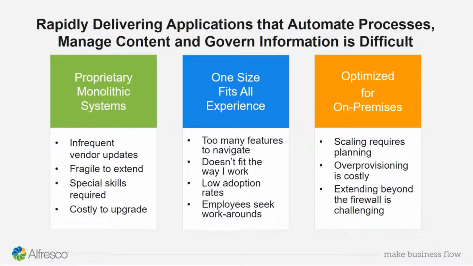So why is it so difficult? Why is it such a challenge to rapidly deliver applications that on one side automate processes, manage content, and govern information? In a lot of cases this is related to proprietary monolithic systems, which has the impact of infrequent vendor updates. So it's very difficult to extend the applications. Very often you need special skills for enhancements and new developments.